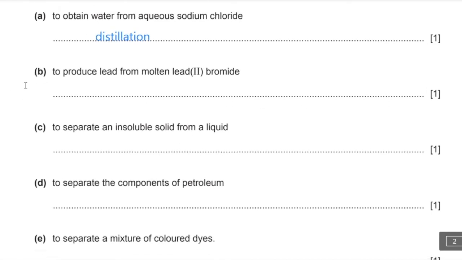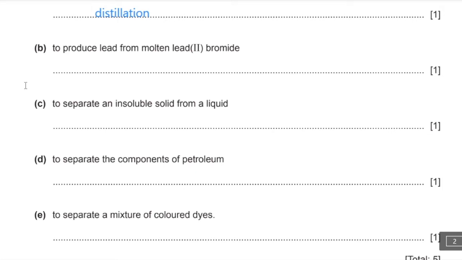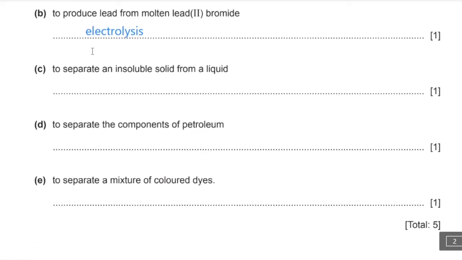B. To produce lead from molten lead bromide. This is going to be electrolysis, since this is separation of ions from the ionic compound. C. To separate an insoluble solid from a liquid, which is quite simple. It's filtration.